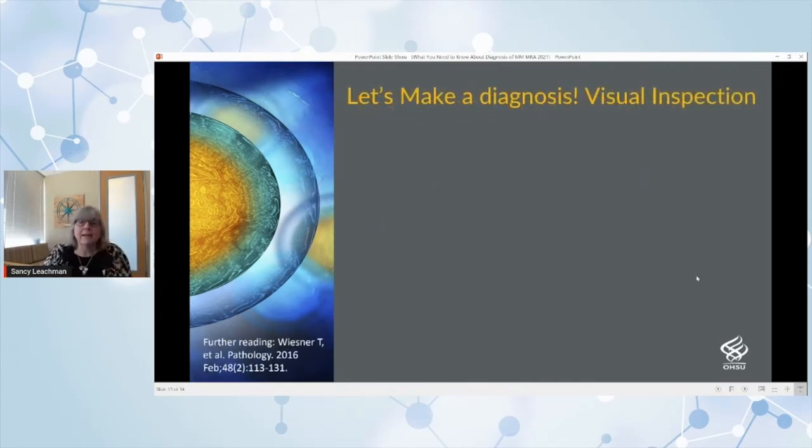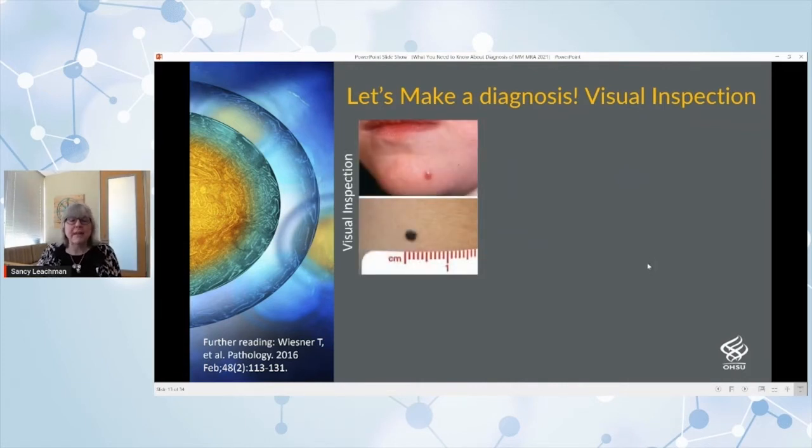So let's do a diagnosis. Let's go through it. Let's start with visual inspection. So here we go. Let's just take this mole. These are two moles that may come into a clinic, right? And they come in, and this one's a little darker. It looks a little bit more suspicious. This one doesn't look so suspicious. But believe it or not, both of these are very similar when you get to the cellular level. And I'll show you that.